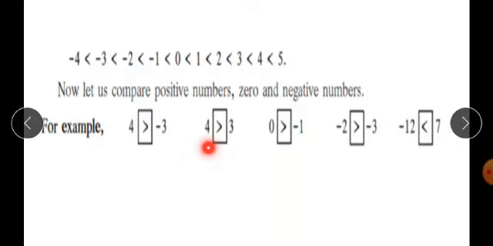If you compare two positive numbers, that is 4 and 3, 4 is to the right of 3 and therefore it is again bigger than 3. If you compare 0 and minus 1, 0 is to the right of minus 1 and therefore it is the greater number. Minus 2 and minus 3, of course minus 2 is greater than minus 3. And if you compare minus 12 and 7, then minus 12 is to the left as it is a negative number and therefore 7 is the greater number.